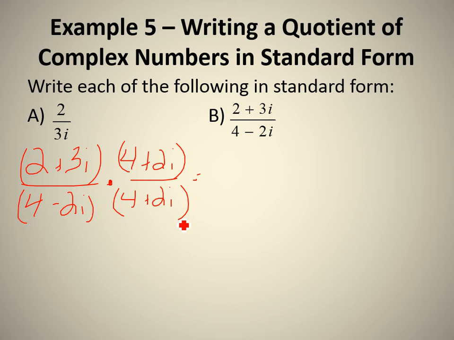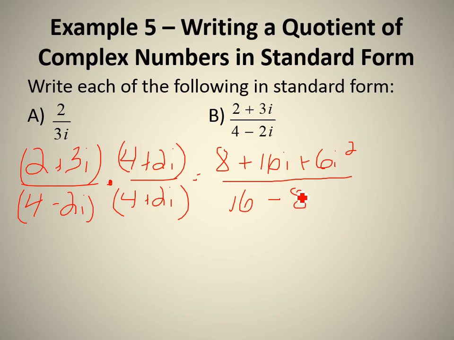So when I FOIL the top, 2 times 4 is 8, 2 times 2i is 4i, 3i times 4 is 12i, so when I put those together I get positive 16i. And then when I multiply 3i times 2i, I get plus 6i squared. So that's what you get when you multiply your numerators. For the denominators, I got 4 times 4 is 16, and then 4 times 2i is 8i. Negative 2i times 4 is negative 8i. That's going to cancel. And then when I do negative 2i times positive 2i, I get negative 8i squared.